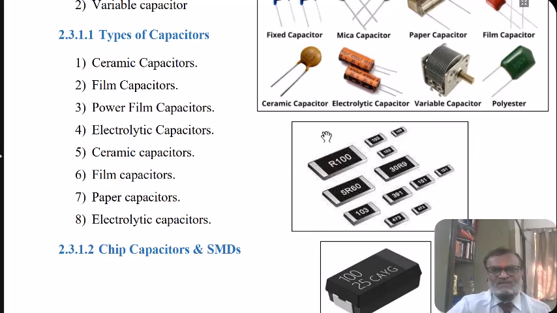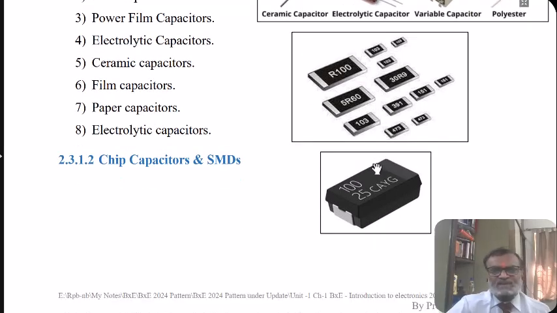Here, these resistances, capacitances and inductances are called chip components. The component values are directly printed on these, either as a coded number or directly in the form of the resistance value. A typical SMD chip capacitor is shown in this figure.